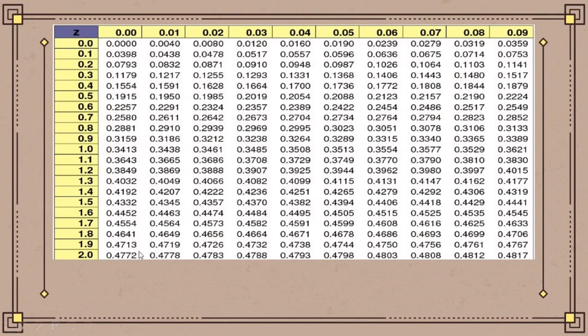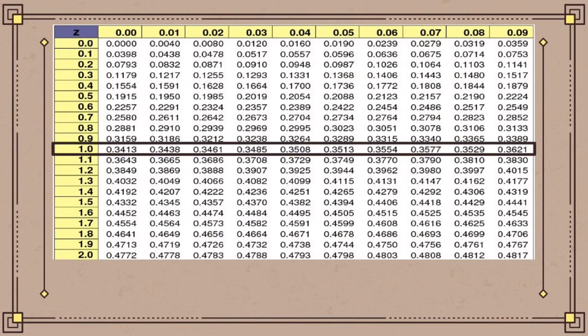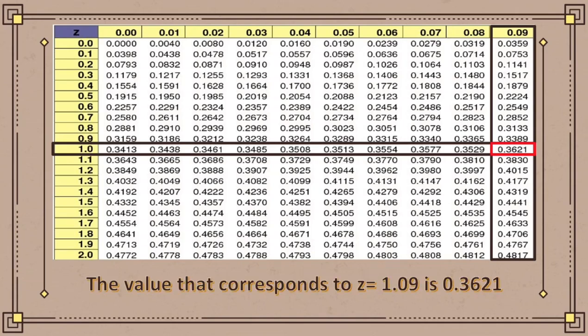Look first at the whole number and the first decimal. So, that is 1.0. Now, look at the z table and find 1.0. And then after that, get the last number, which is 9. Now, if you align 1.0 to 9, the intersection of them will be our area that corresponds to 1.09, and that is 0.3621.